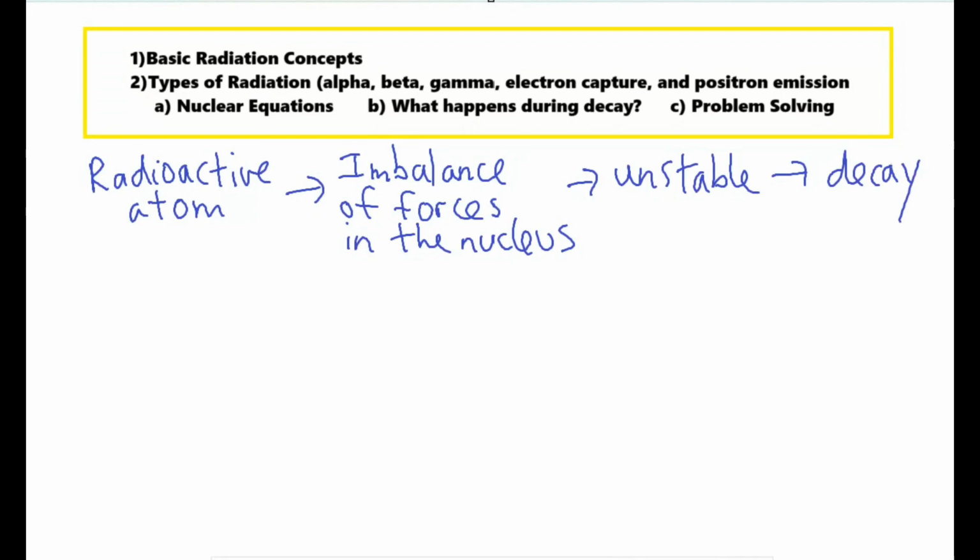All right, so with our little mini flowchart here, we have a radioactive atom. It has some imbalance of forces in the nucleus due to its protons and neutrons, and because it's unstable, it's going to decay to reach more stability. And in the process, it's releasing some energy and particles. So let's talk about the different types of radiation. Let's go ahead and start off with alpha decay.